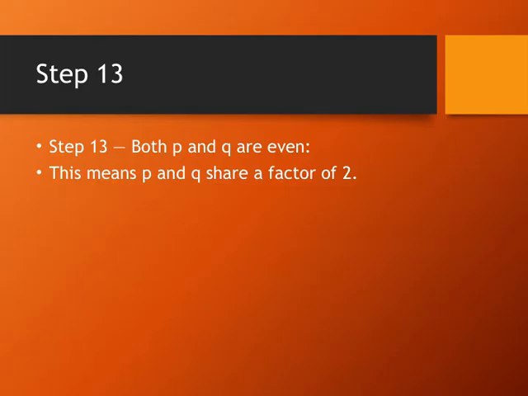Now let's move on to step 13. Here, we're considering the case where both p and q are even. This is a crucial point because it tells us that p and q share a common factor of 2. In other words, both numbers are divisible by 2.